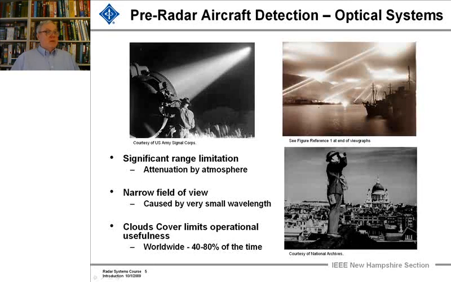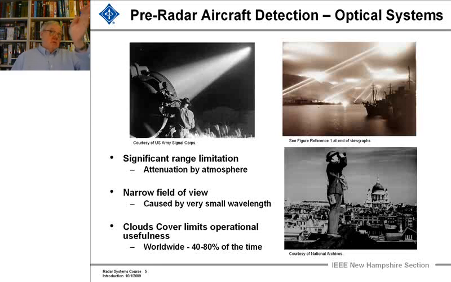Paul's Cathedral in London. But the optical systems have some significant problems. There's attenuation by the atmosphere, and there's significant range limitations. And because of the nature of the wavelengths, you can see there are very narrow fields of view. It's hard to see over a wide field of view, and that's caused by, as we'll see later on, the very small wavelength that optical radiation is. And then there's the issue of cloud cover. Light won't allow you to see through cloud cover, and worldwide, 40 to 80% of the time, things are covered.